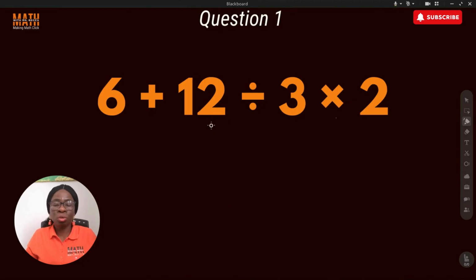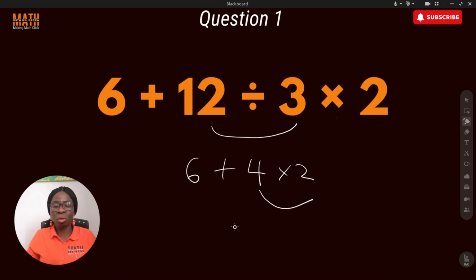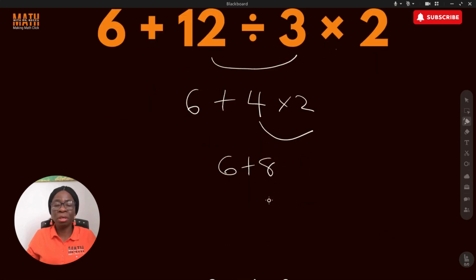This gives 12 divided by 3. We have to divide before we multiply. When division and multiplication appear together, you solve from left to right. So this will be 4. So we have 6 plus 4 times 2. Next, we multiply. So we have 6 plus 8. And 6 plus 8 gives 14. So 14 is the correct answer.